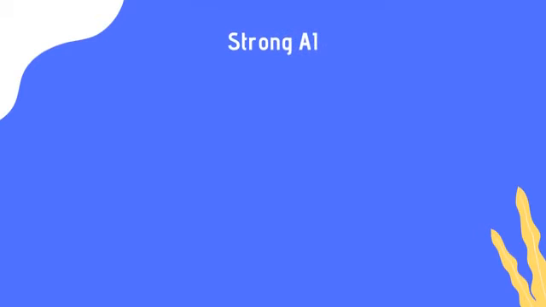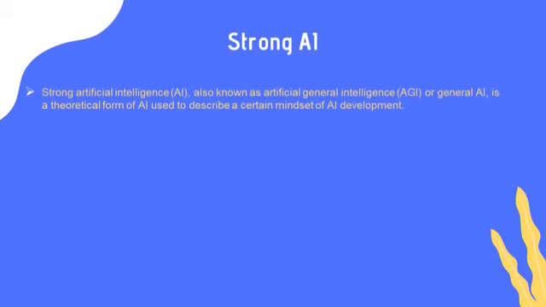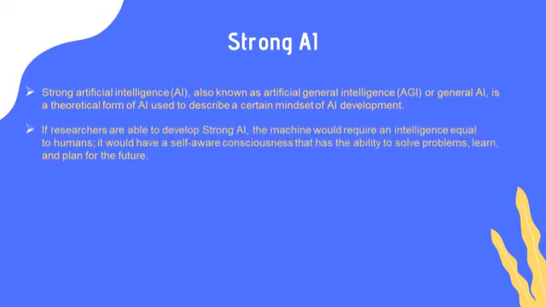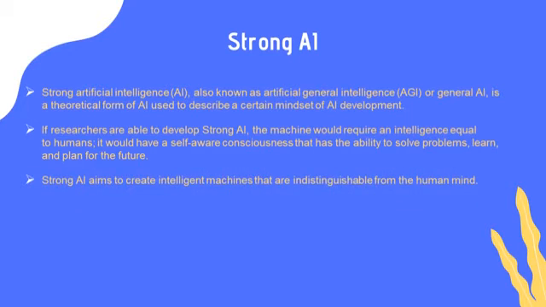Strong AI. Strong artificial intelligence, also known as Artificial General Intelligence (AGI) or General AI, is a theoretical form of AI used to describe a certain mindset of AI development. If researchers are able to develop strong AI, the machine will require an intelligence equal to humans. It will have a self-aware consciousness that has the ability to solve problems, learn and plan for the future.